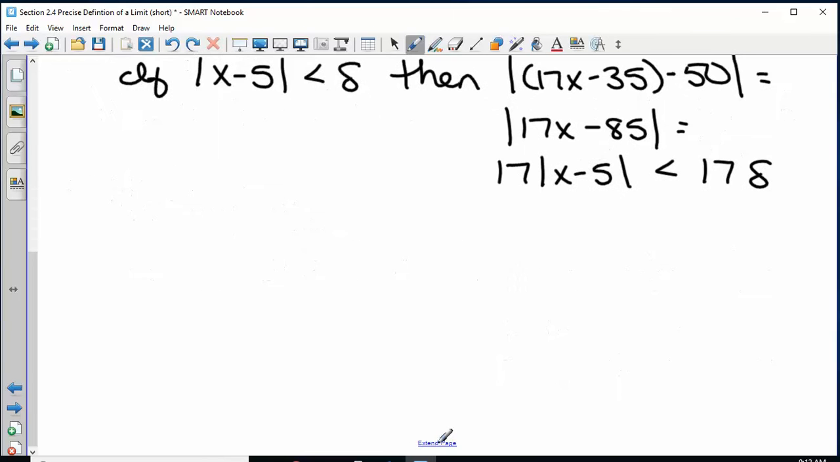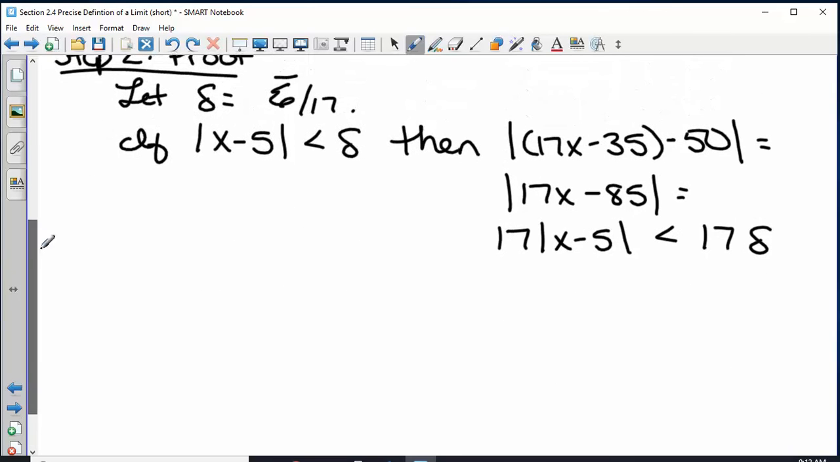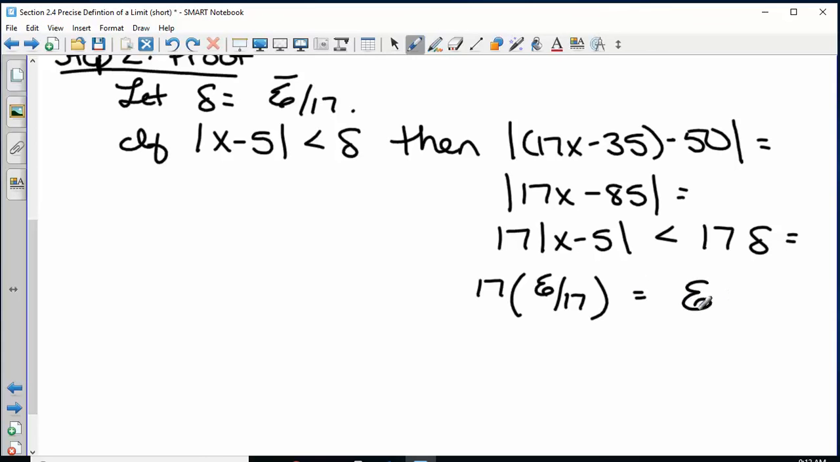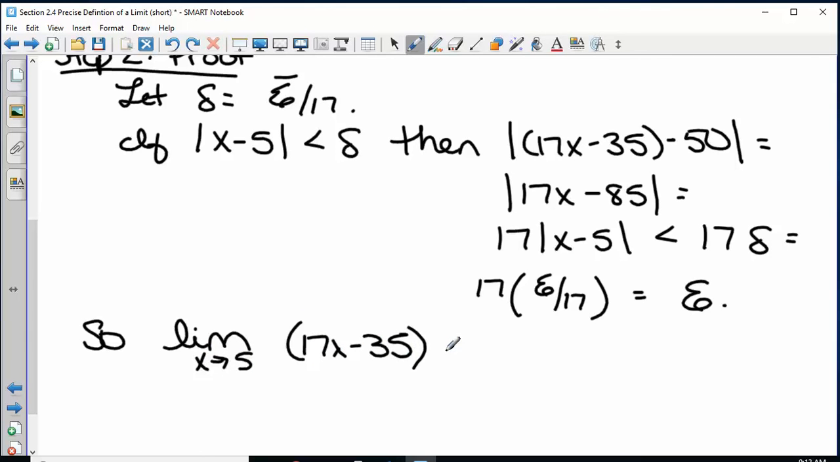So we look at this, and we know that delta is equal to epsilon over 17. So that's 17 times epsilon over 17, which is epsilon. So we are done. We have proven the limit as x approaches 5 of 17x minus 35 does equal 50.